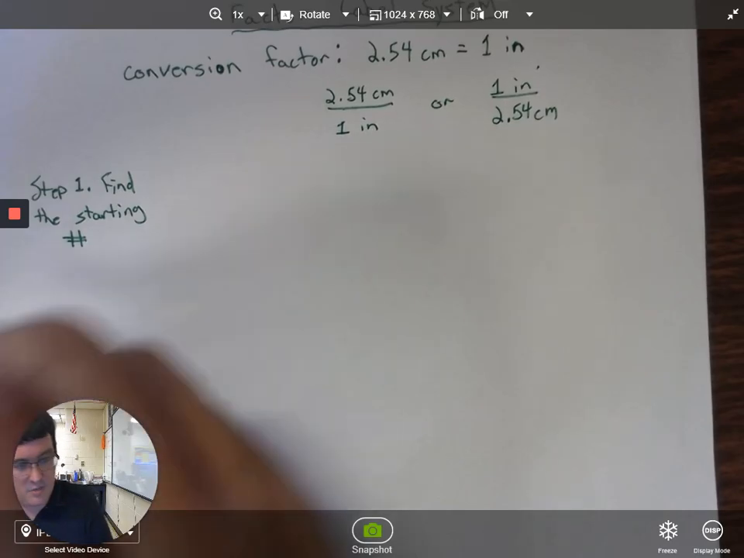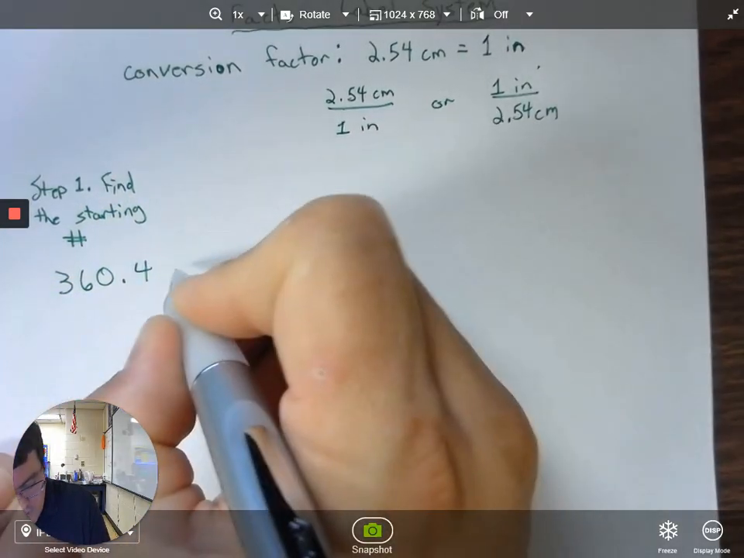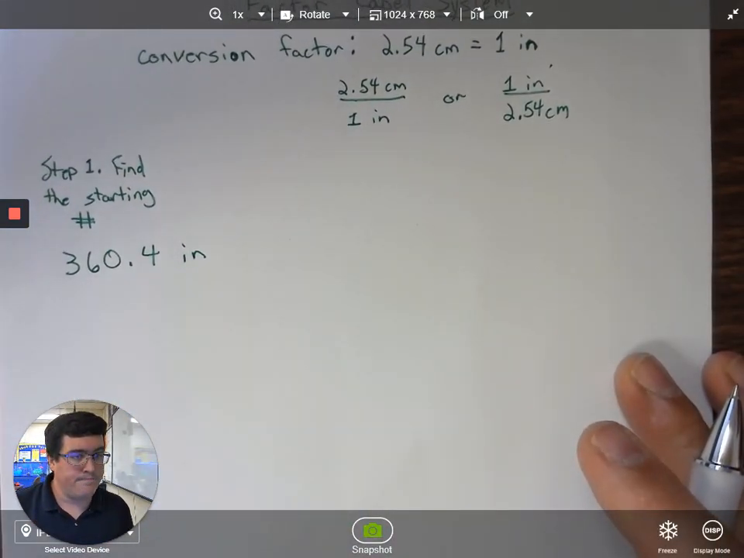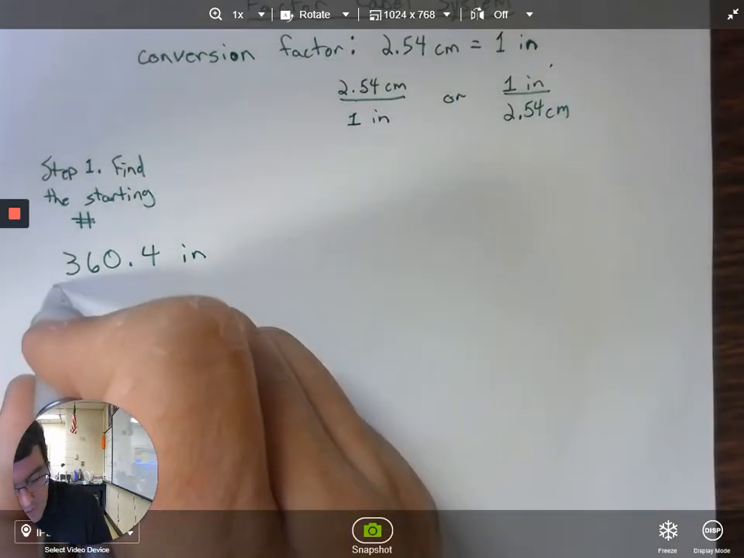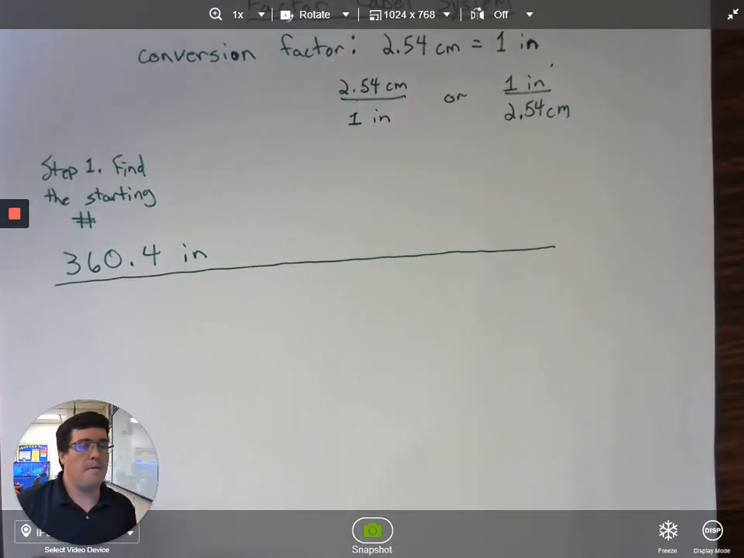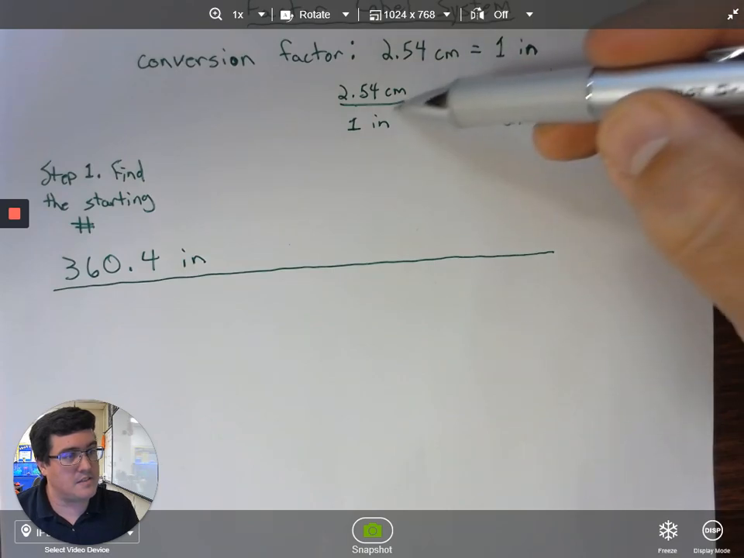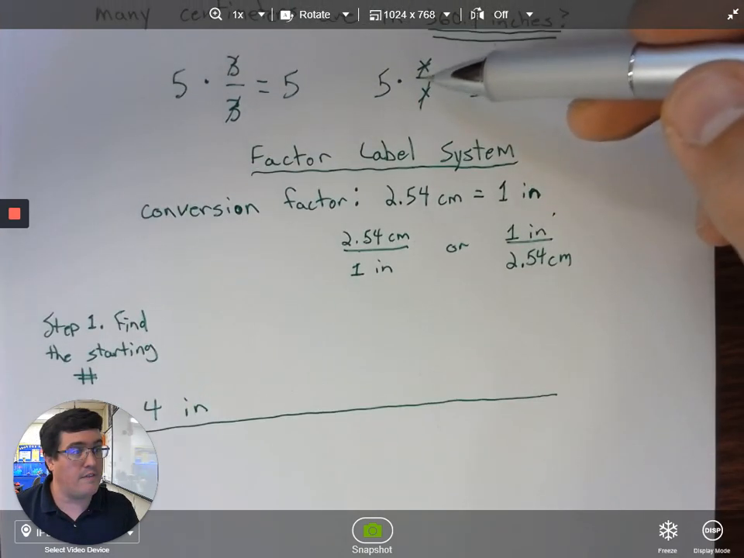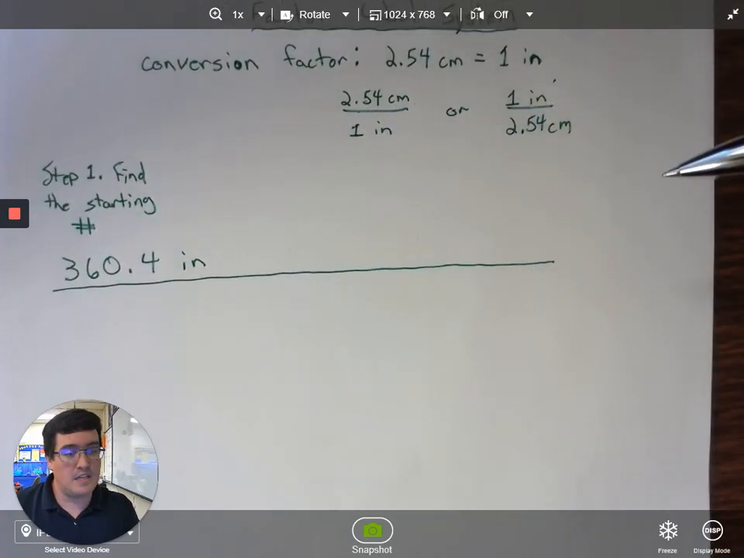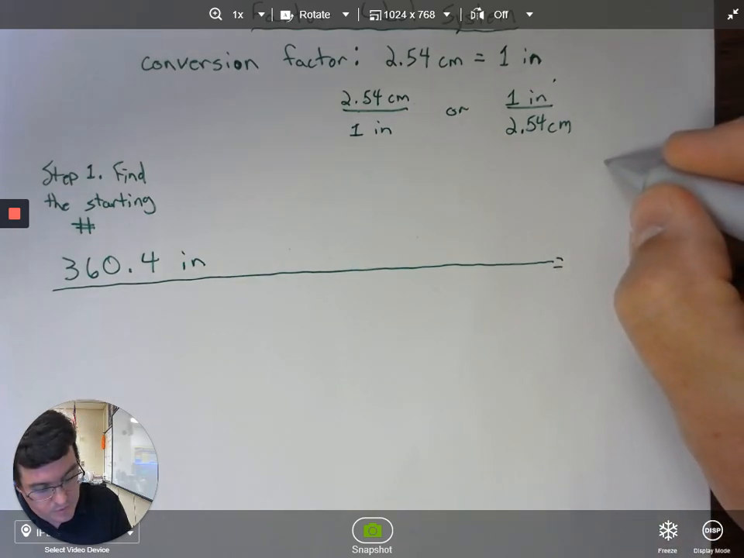So we're going to put in 360.4 inches. And again, I'm going to use the shortcut. Now we are going to draw a line underneath that. What this line represents is the line in these fractions, right? Or even in these fractions back up here. So that line is going to represent these fractions right here. And out at the end, we are going to do step 2.